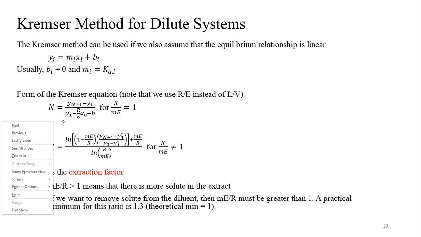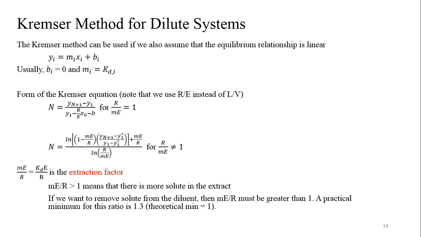There's a special case here. The special case that we're considering first is that R over ME is equal to 1. When that's true, what does that say about the operating line slope and the equilibrium line slope? They're parallel, so they have to be the same, right? Because that's the only way that you can have that to be true. But generally speaking, it's not true.